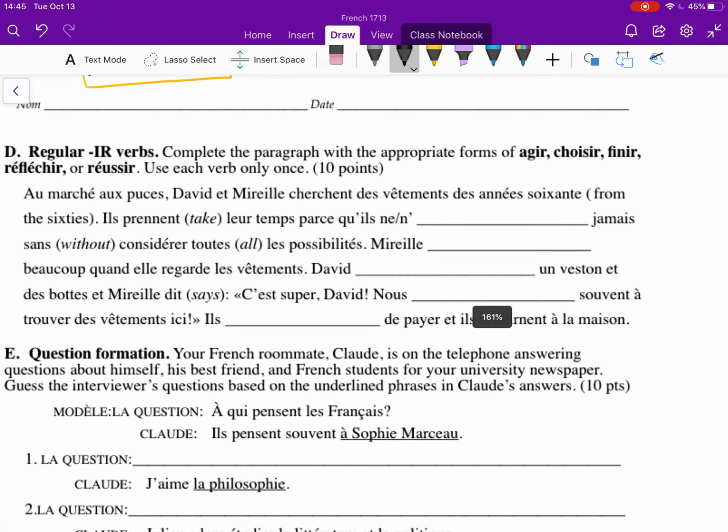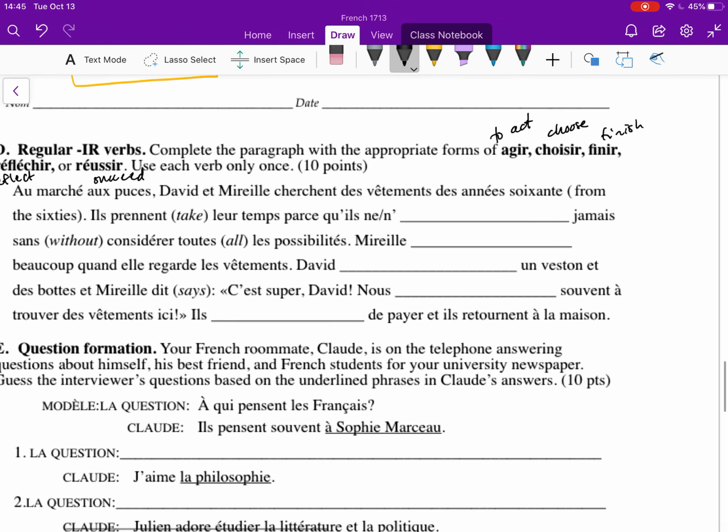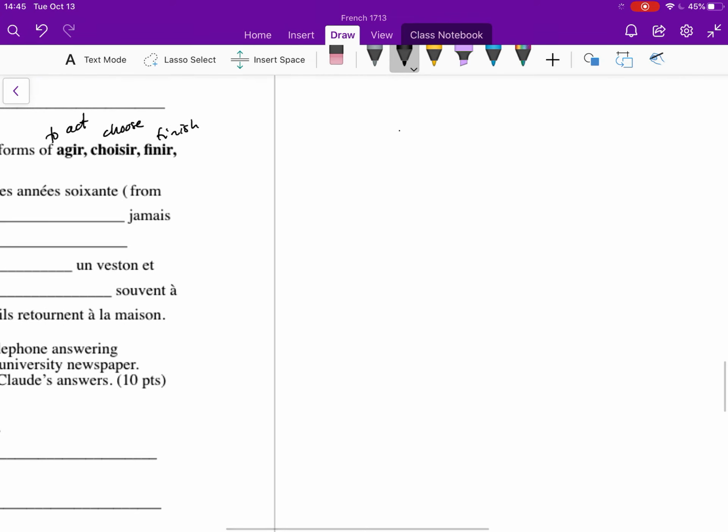Regular IR verbs. First of all, we have a word bank of a handful of verbs. You'll need to know what they mean in order to put them in the right place. As a reminder, agir means to act. Choisir means to choose. Finir means to finish. Réfléchir means to reflect or think about. Réussir means to succeed or to pass, as in to pass a test. So half the battle is finding out which ones go where. The second half of the battle is conjugating correctly.